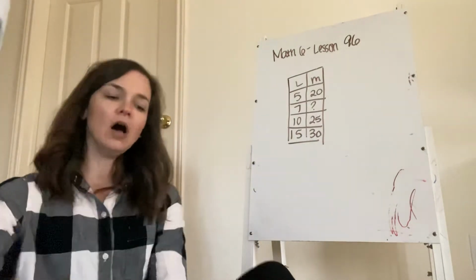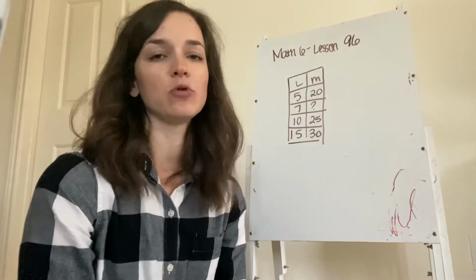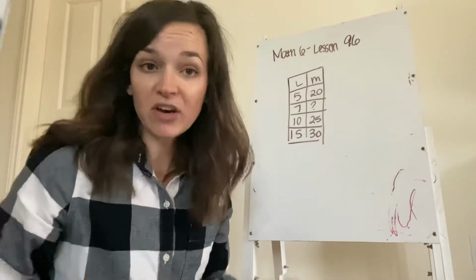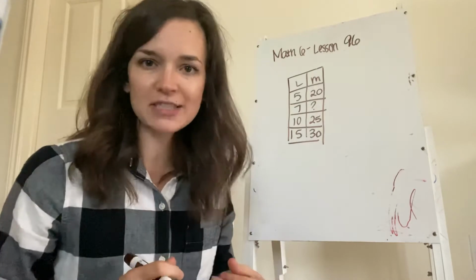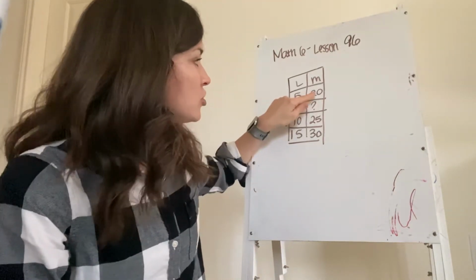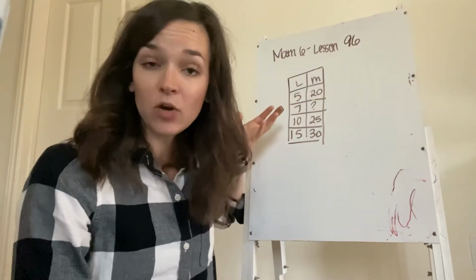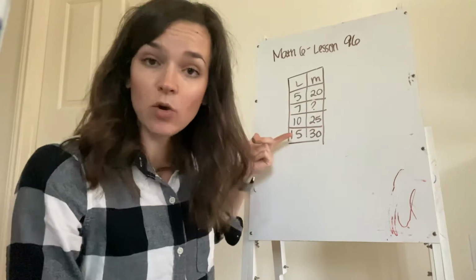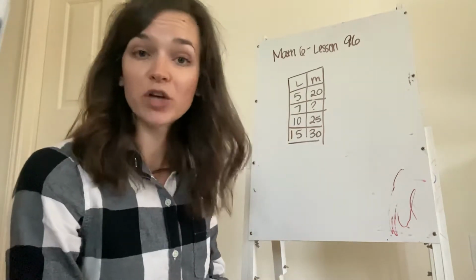So in order to do this, we need to be able to identify the rule here. What is the relationship? What is the function? So let's talk about how we can figure this out. We can look at it and we can say, okay, so from 5 to 20, I know adding would be plus 15. We also just looked at multiplying, which our last rule was times 4. So that's a possibility.